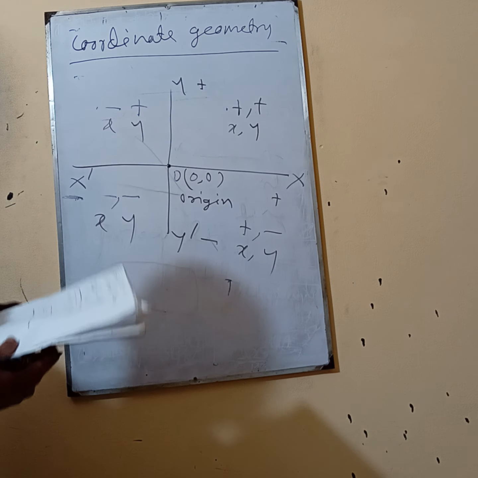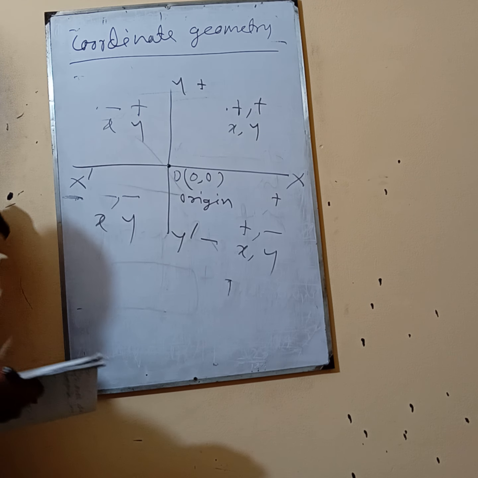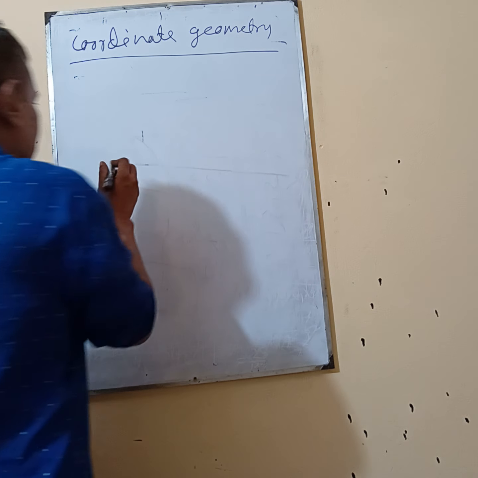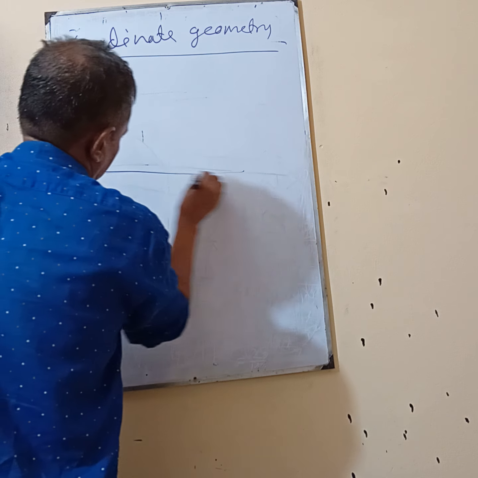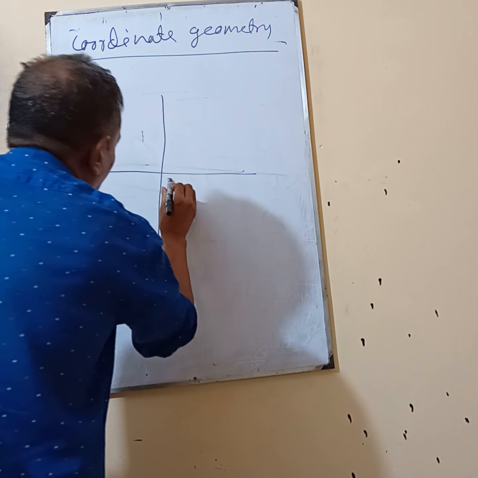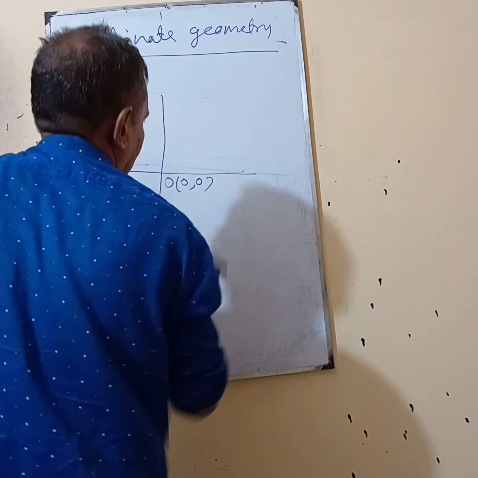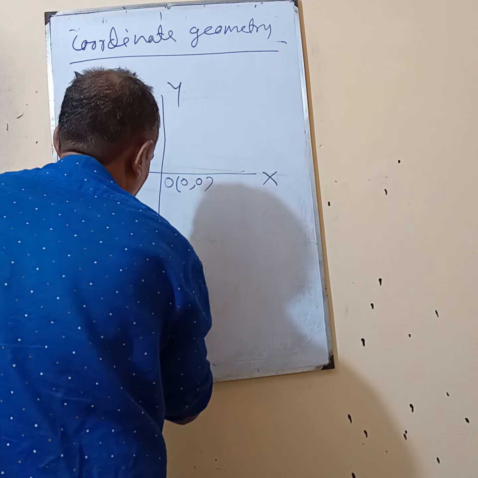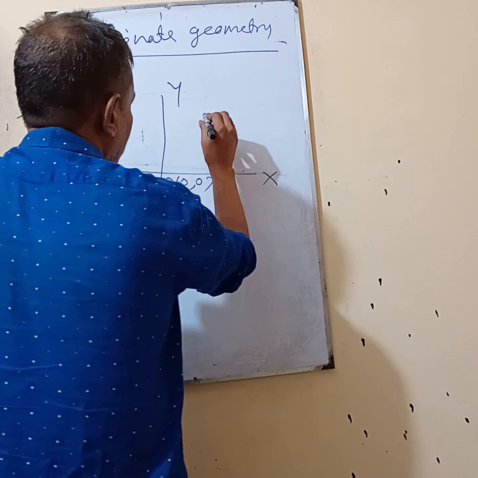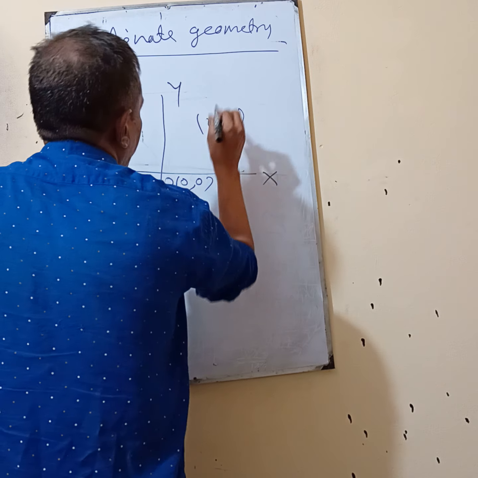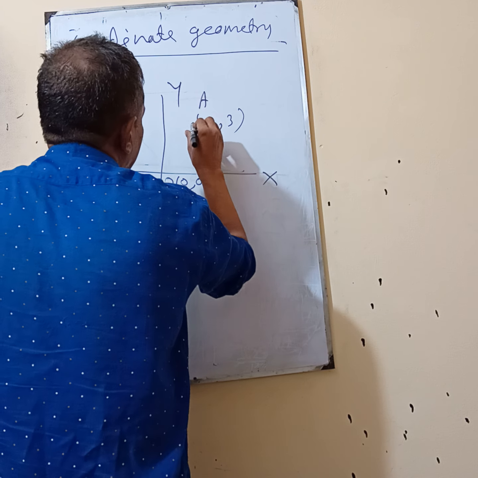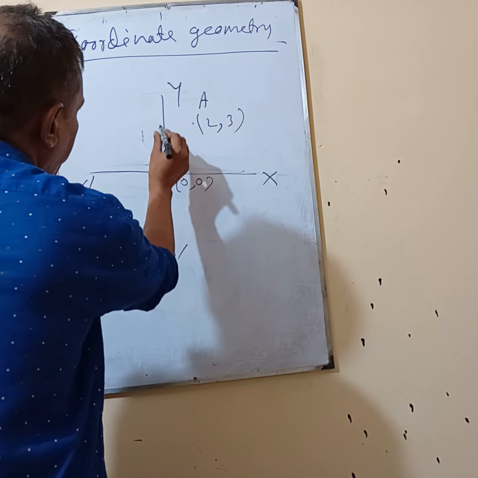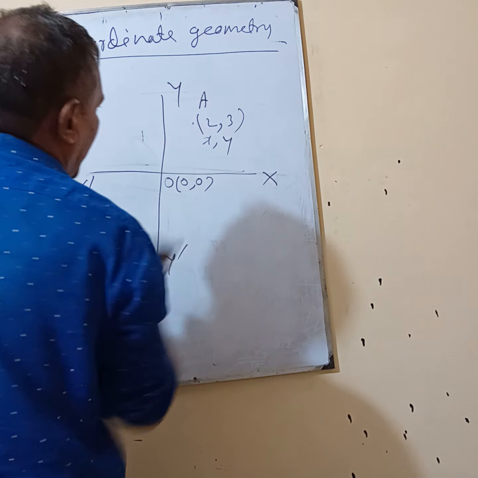Now I am discussing the straight line. Suppose it is a coordinate system. O is the origin 0, 0. X hash, Y hash. So they are the point 2, 3, a point A. And 2, 3 means two portions x, y.